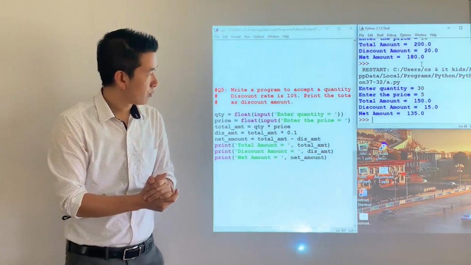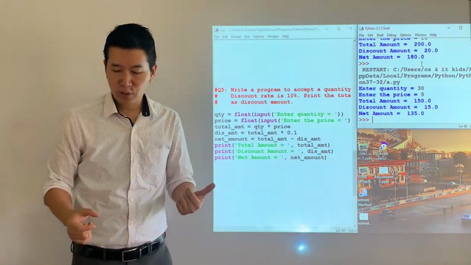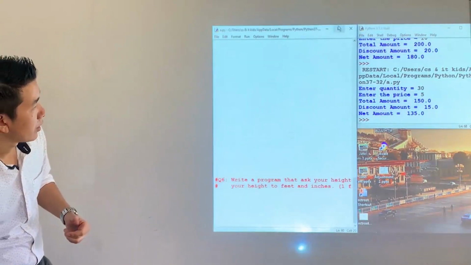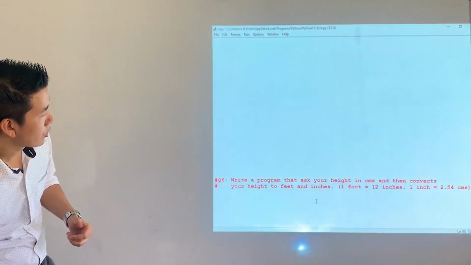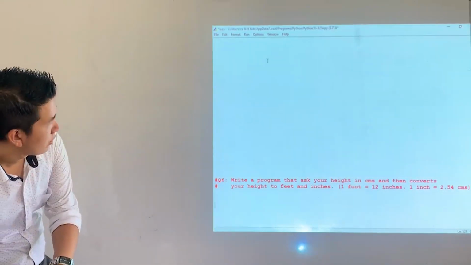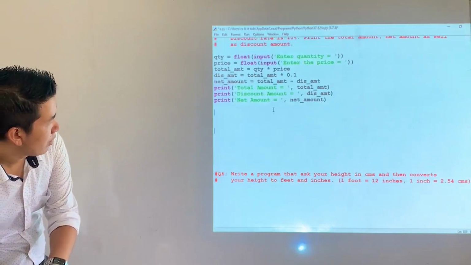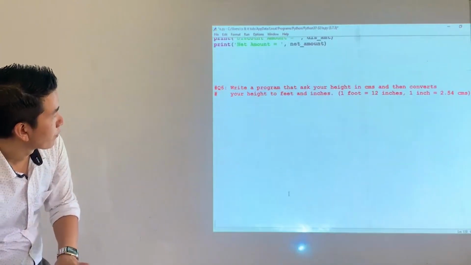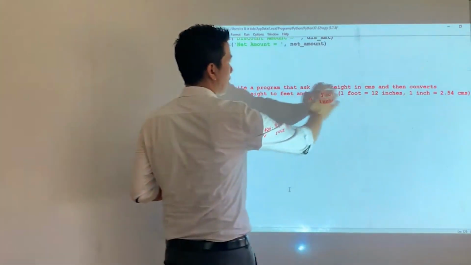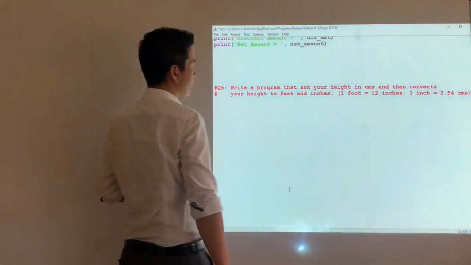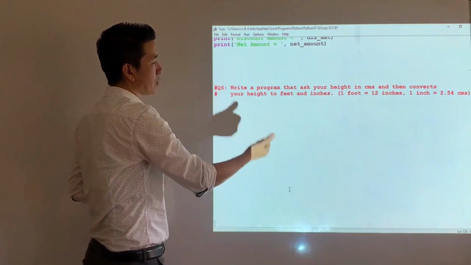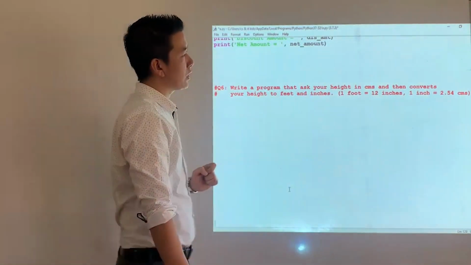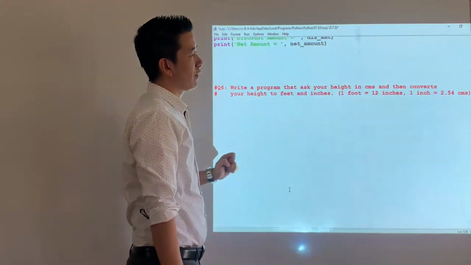Okay, so there is one more question, which is pretty much the same as one of the earlier questions. Just get it up. Push this little down. Okay. Write a program that asks your height in centimeters and then converts your height to feet and inches. So 1 foot is equal to 12 inches. 1 inch is equal to 2.54 centimeters.